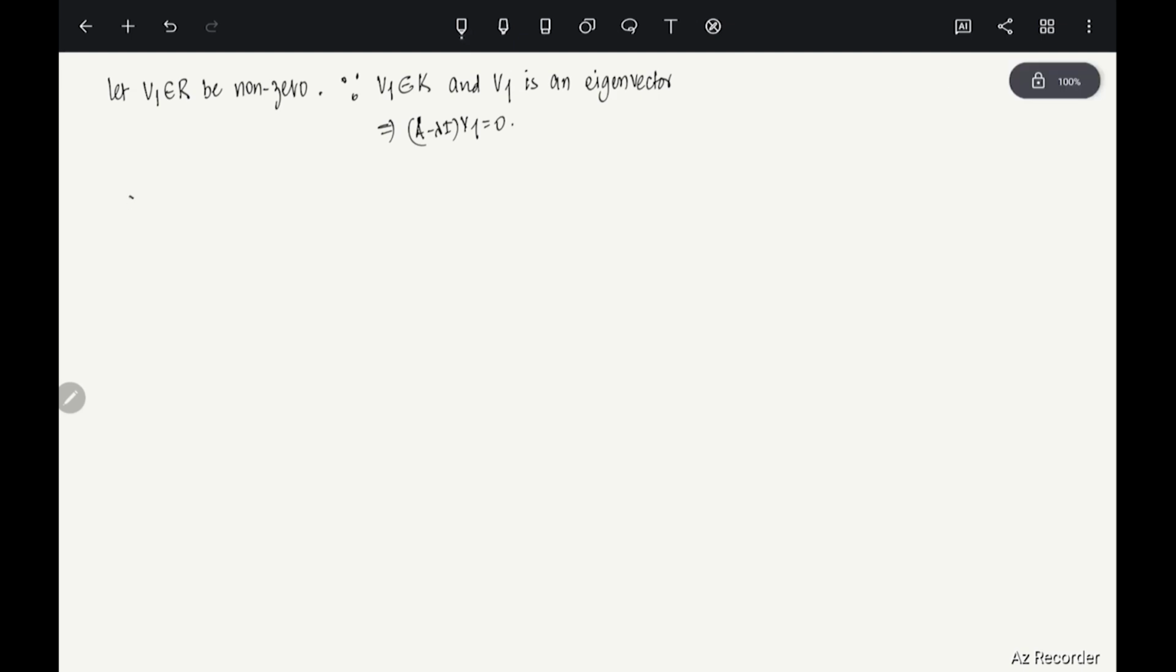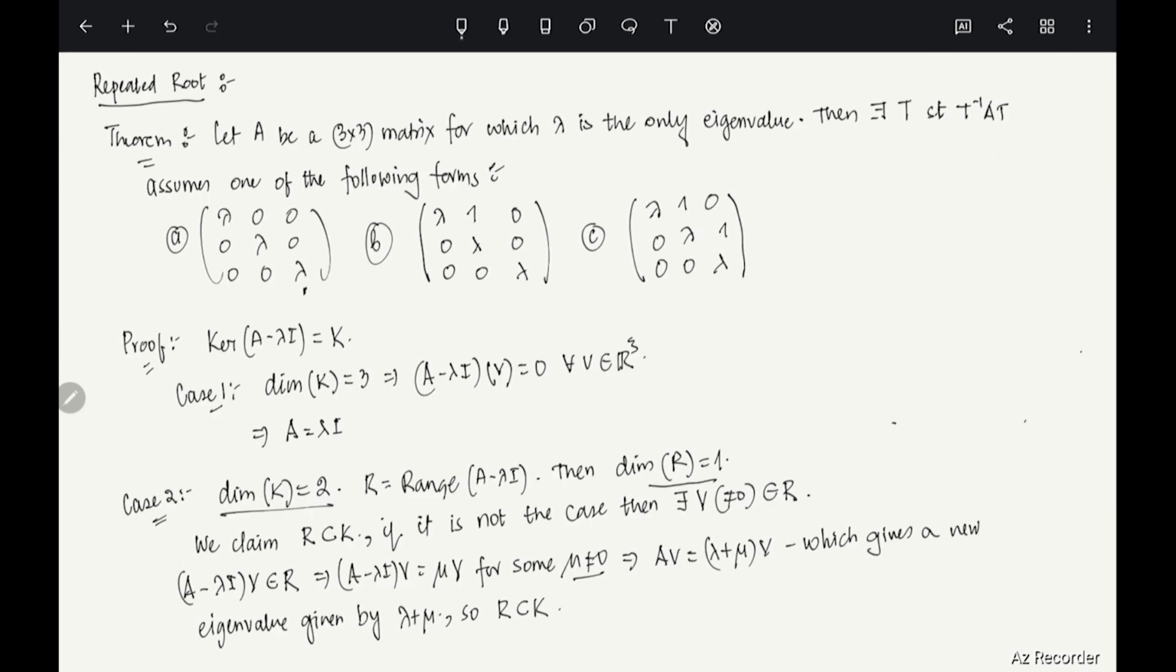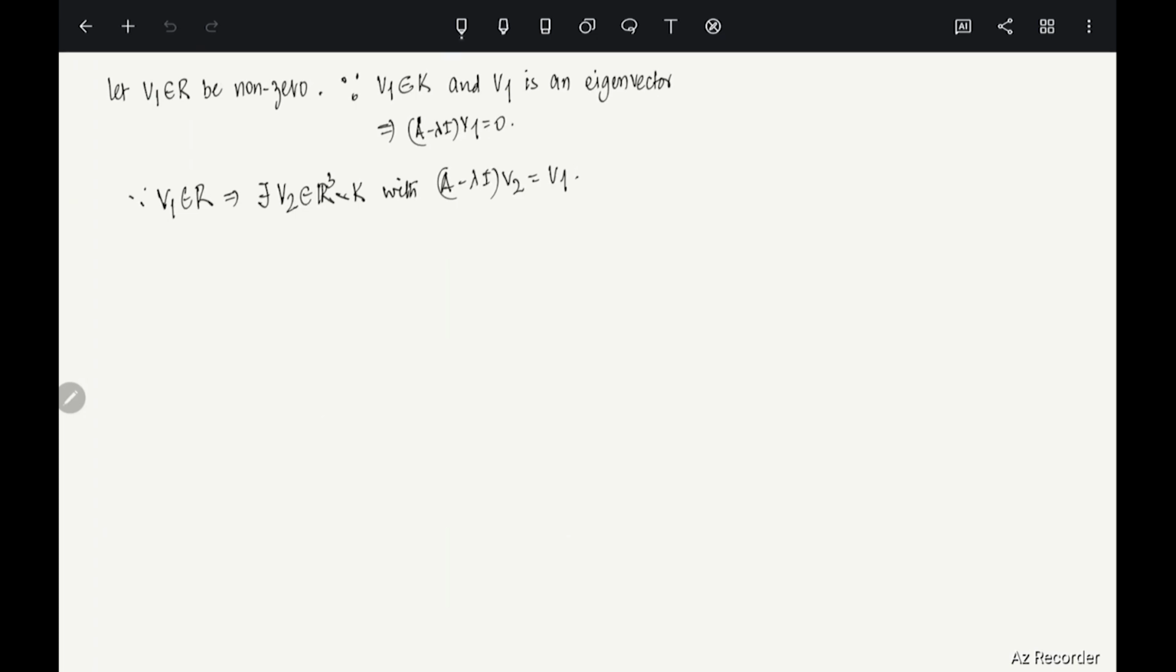Now, since V1 is also in R, that's our assumption, that will imply there exists a V2 in R3 minus K with (A minus lambda I) times V2 equal to V1. What is the dimension of K? It is 2, that is our assumption. So you can of course find a non-zero element V2 in R3 minus K, and since V1 is in R, you can always find (A minus lambda I) times V2 to be V1. That is always true.